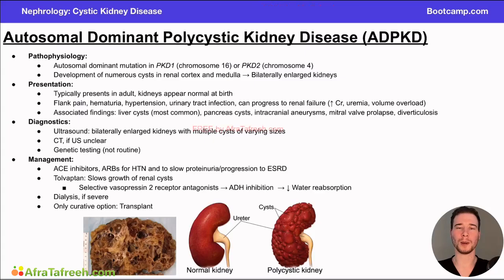So in this first video, we're going to talk about autosomal dominant polycystic kidney disease. Sometimes this is abbreviated to ADPKD, so be familiar with that as well. So what is a polycystic kidney disease? Well, it is a development of cysts in the nephron themselves.